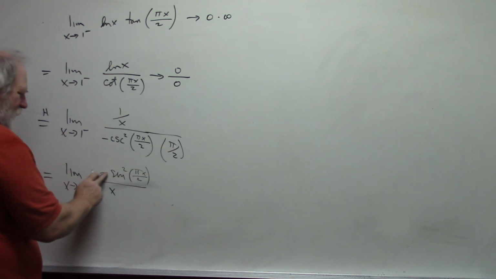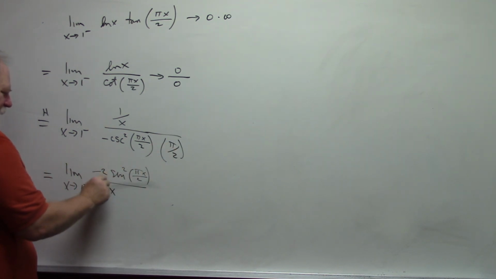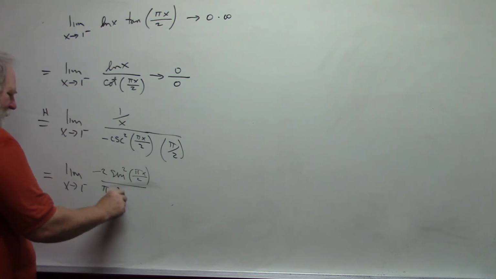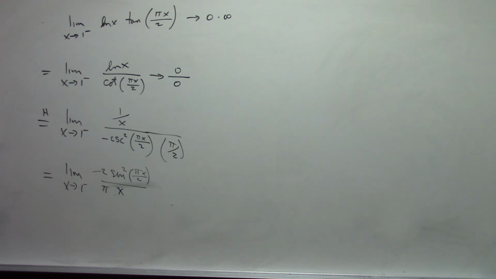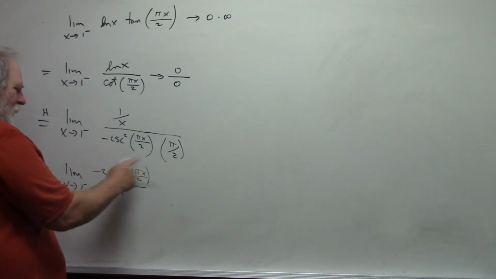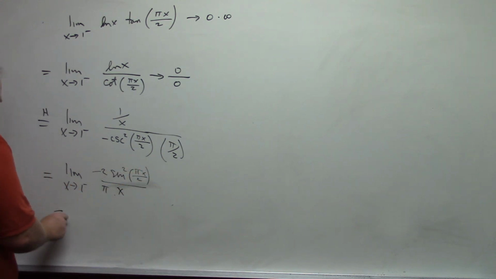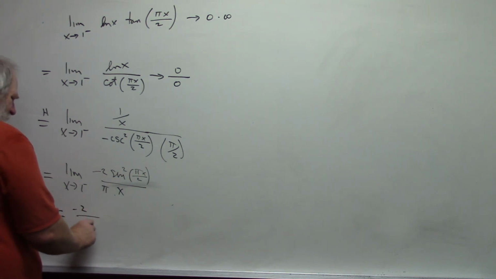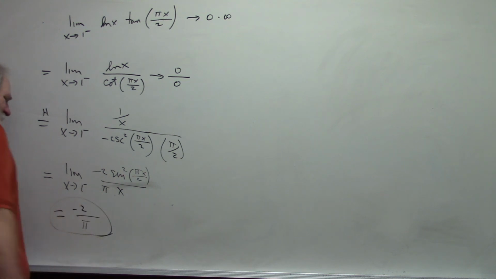The pi over 2 in the denominator becomes 2 over pi when I flip it around. And so now I end up with this. And this is relatively easy to do. Take the limit. Sine of pi over 2 is 1, so squared is still 1. My numerator is negative 2. The denominator is pi. So my end result is negative 2 over pi, exactly what we thought it would be.